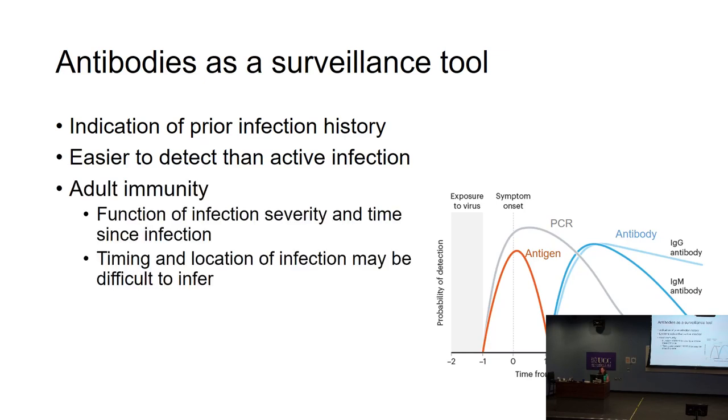When you're looking at adult immunity in a long-lived bird or human, this is a function of both the severity of the infection and the time since the infection occurred. So the actual timing and location at which that individual is infected can be fairly difficult to infer. So it's interesting in terms of population level exposure dynamics and infection histories, but doesn't give you a lot of localized time-specific information. So this is where nestlings come in.